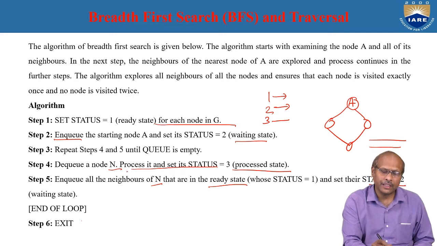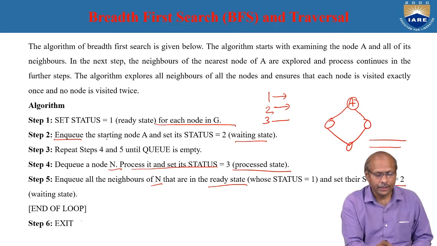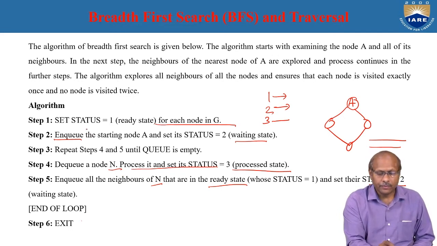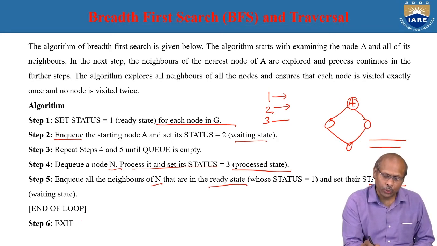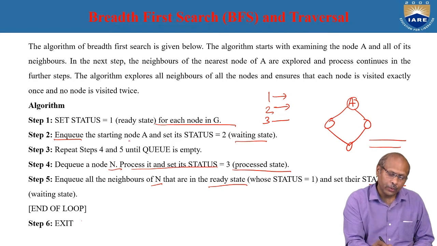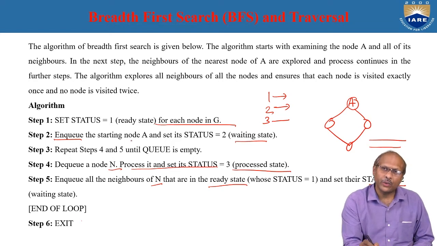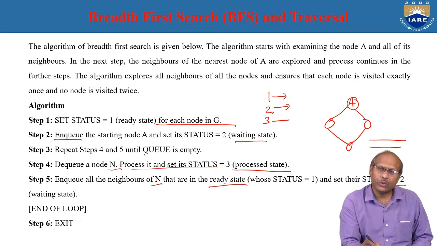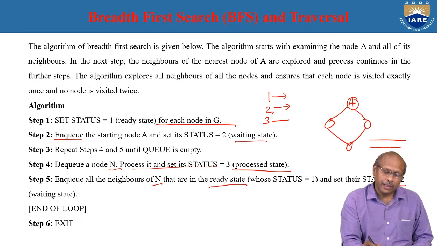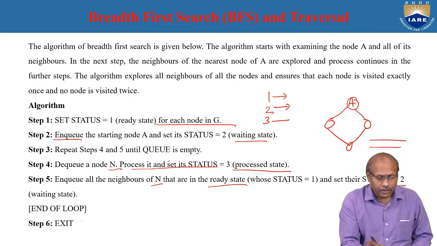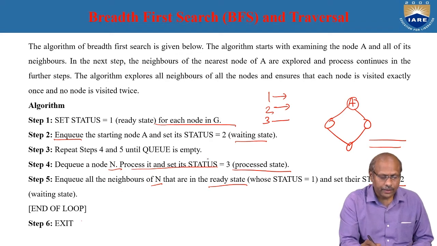So once again I will say, please listen carefully. Initially you choose one of the nodes, then change the status to 1, then enqueue, that means insert into the queue. Then you find its neighbor nodes, and repeat the process until the queue is empty.